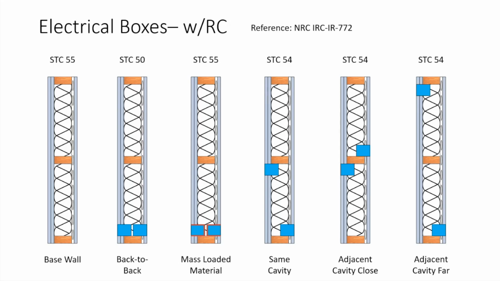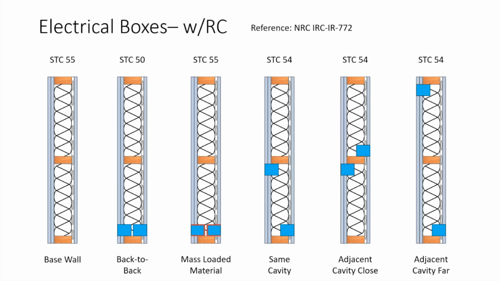So one is, we continue that mass layer, right? So we use putty pads either on the back side or the inside of the electrical boxes. And if you do that to both of the electrical boxes, still keeping them back to back, you get an STC 55. So you bring the wall back because you've continued that mass layer.